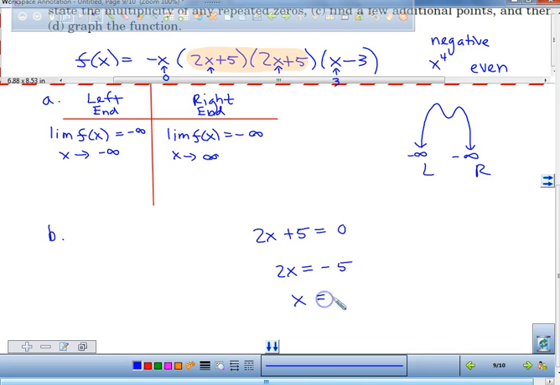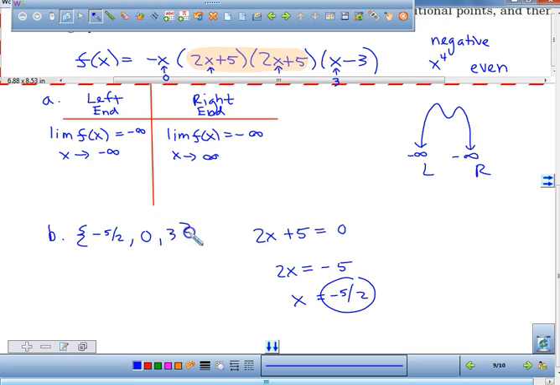If you solve this out, what did I do? I subtracted 5 from both sides. And then I divided both sides by 2. So this is kind of the shortcut. Hey, this is one of your zeros. So what are my 3 zeros? Negative 5 over 2, 0, and 3. So I could plug in a negative 2.5 here and a negative 2.5 right there.